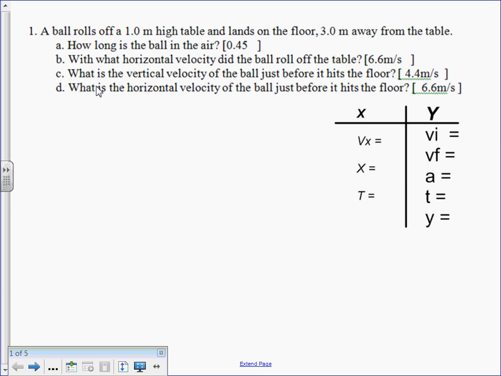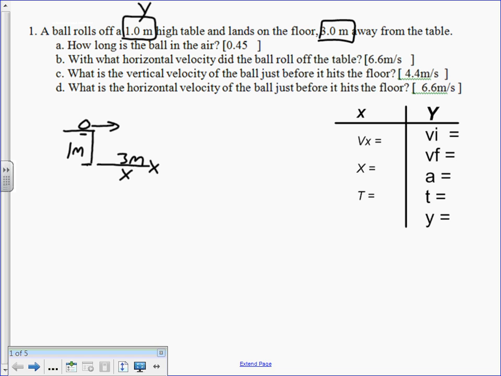All right. This one is what's called a roll-off problem. We have a height here, so this is going to be y. That's how high the table is. And it lands 3 meters away. So if we draw the table, the ball is going to be going this direction. It's going to land over here. And this distance, we're going to call x. X is 3 meters. That's how far away it's going. The 1 meter is the height of the table, from the table to the floor.